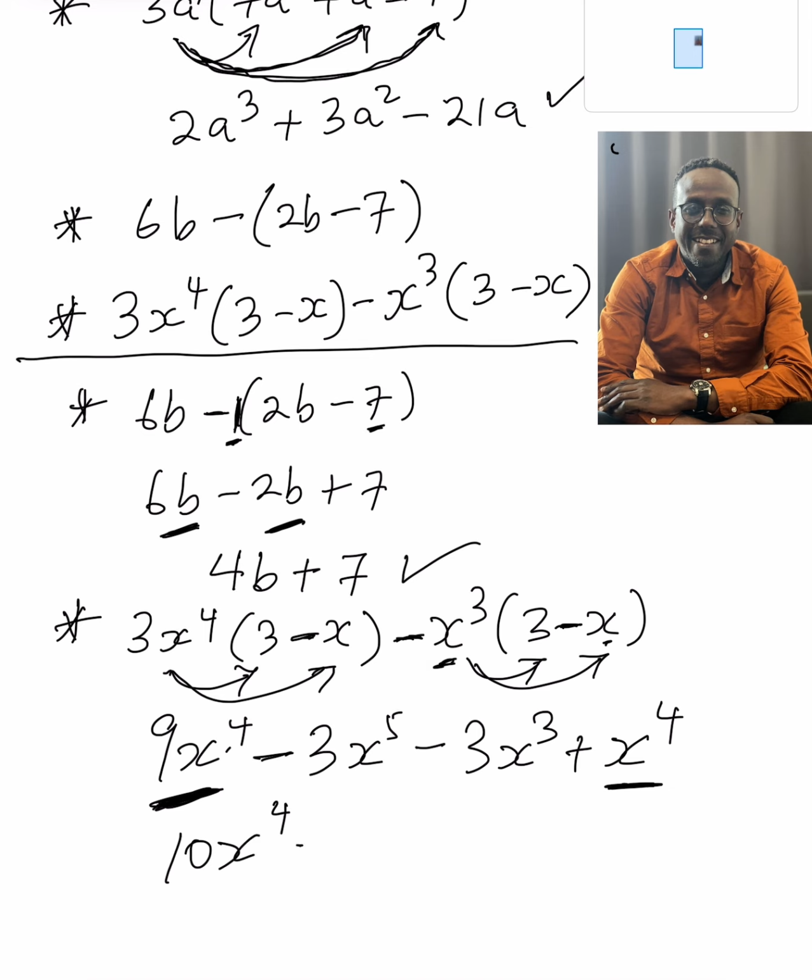10 lots of x to the power of 4 minus 3x to the power of 5, and then minus 3x to the power of 3. You can leave it like that, and that will be our final answer. I hope you got it, or you got close to that.